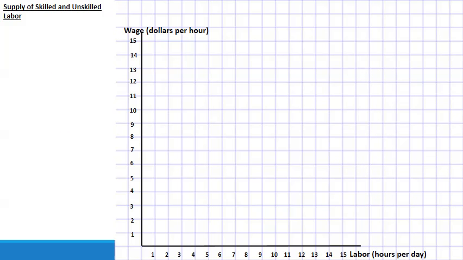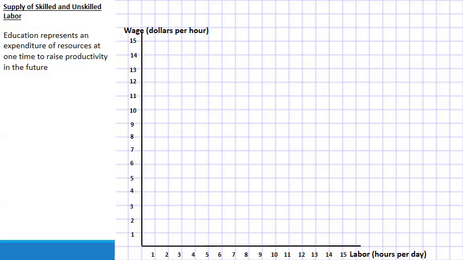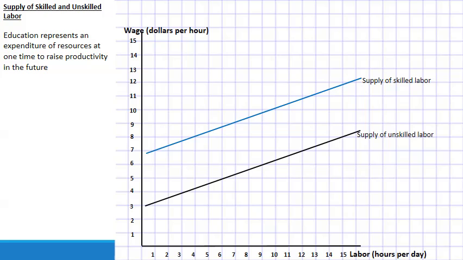Now, on the other side, we look at the supply of skilled and unskilled labor. So education represents an expenditure of resources at one time to raise productivity in the future. You think about financial capital like stocks and bonds, you're investing now for future wages. And that's the key point here when we talk about education, is the investment you make now, it doesn't pay off immediately. High school just does not pay off immediately. However, it pays off down the road when you go through college, you graduate, and then you have developed that skill set to become more valuable in the workforce. So we can look at the supply of unskilled labor here and the supply of skilled labor.